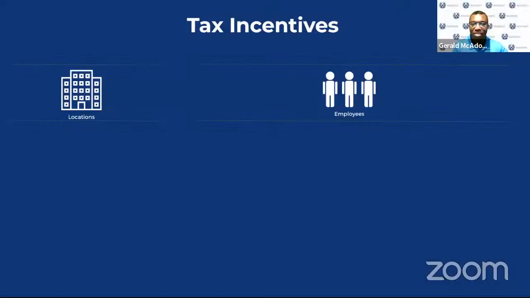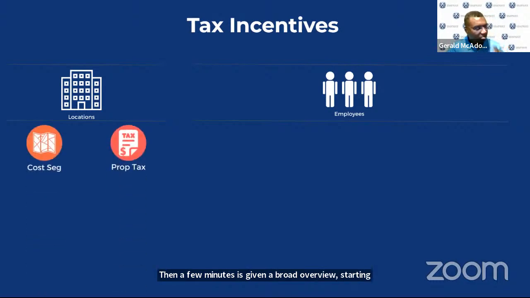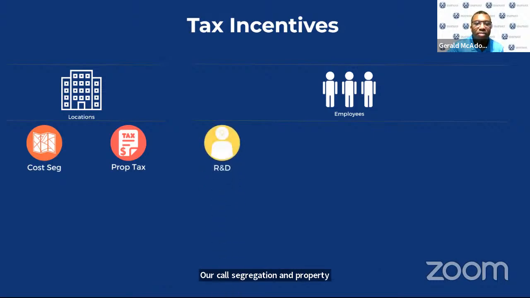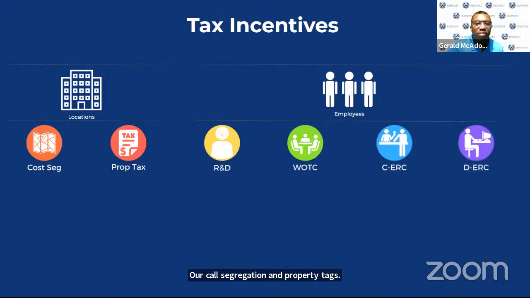Tax incentives. So I'm just going to spend a few minutes giving a broad overview, starting with locations. The main two incentives that are available for locations are cost segregation and property tax. And then the 4 employee incentives.